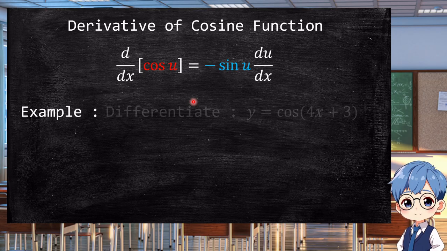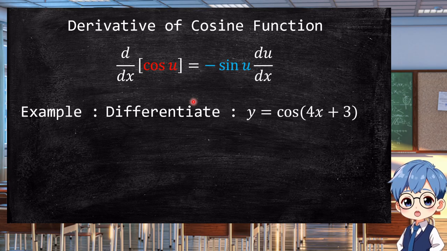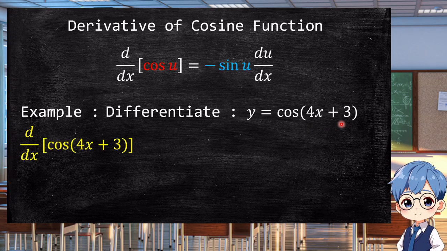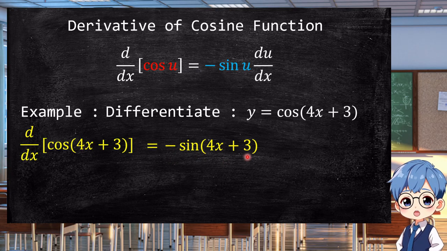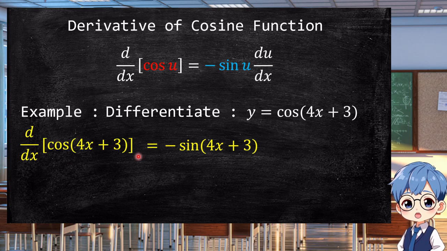Let's have an example. Differentiate y equals cosine of 4x plus 3. So just like in the derivative of sine function, we simply use the formula. So for cosine, it becomes negative sine. So we have negative sine of 4x plus 3, and then get the derivative of 4x plus 3. So derivative of 4x is just 4, and then derivative of 3 is 0. So we have 4 plus 0, which is simply 4.